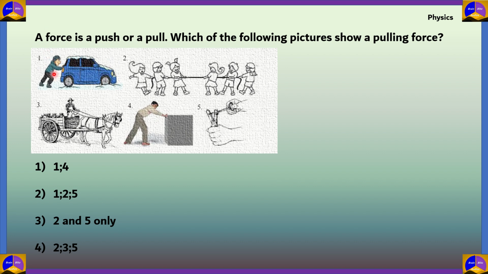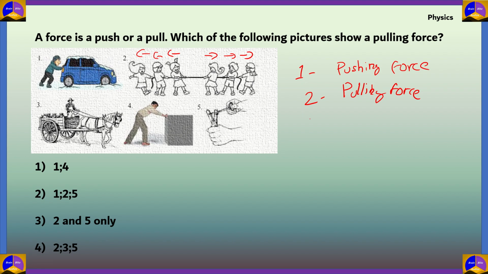In picture 1, the man is moving the car away from him using force. So, that means that the man is pushing the car. It's a pushing force. In the second picture, the children are pulling the rope towards their side. So that is an example of a pulling force. In the third picture, the man is pulling the horse towards him, to stop the horse from going away.